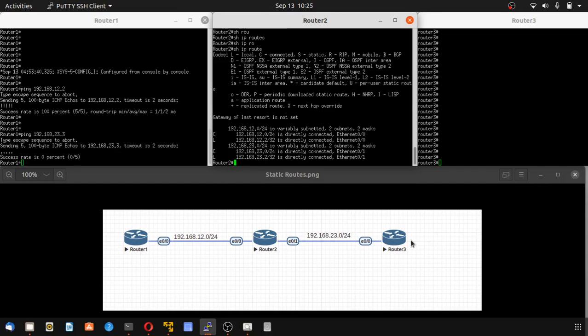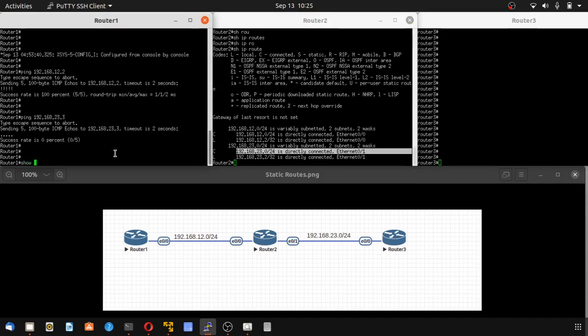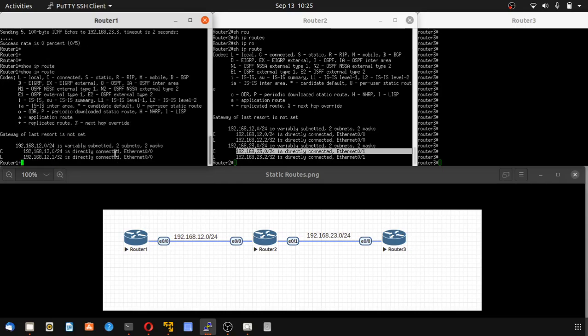show IP route, then you will see here that it has both network information, 192.168.12.0 by ETH0 and 192.168.23.0 as well. But if you see the routing table on R1 and R3, it has only one route, only 12.0 in its routing table.